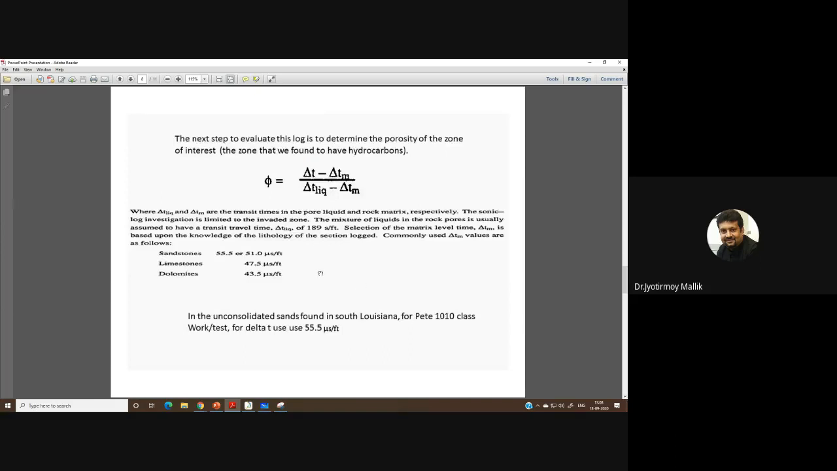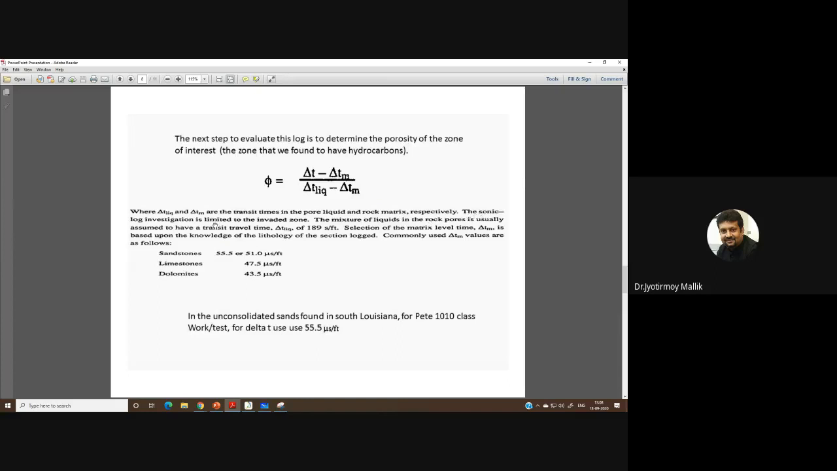Now, there is another type of curve which we call the sonic curve. From the sonic curve, you can calculate the porosity. Porosity is calculated using this particular formula: delta T minus delta Tm, divided by delta T liquid minus delta Tm, where delta T liquid and delta Tm are the transit times in the pore liquid and rock matrix respectively.